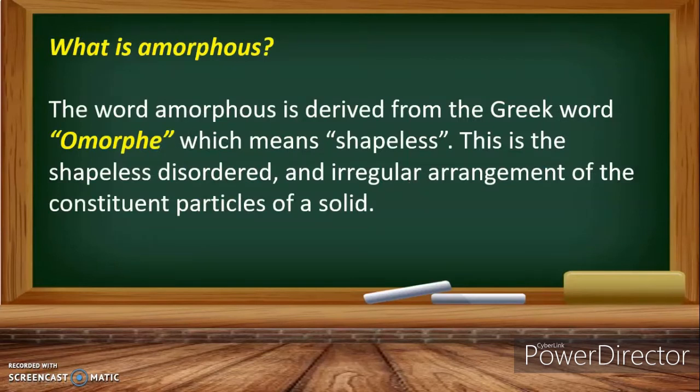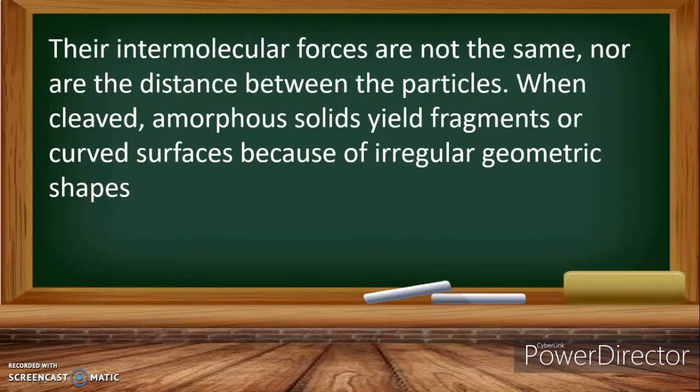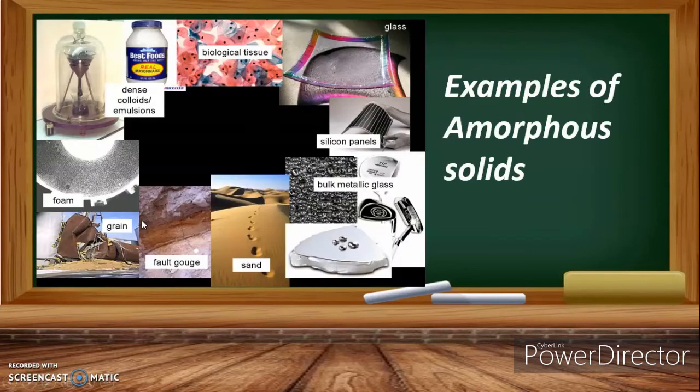So what is amorphous? The word amorphous is derived from the Greek word omorphei, which means shapeless. This is the shapeless, disordered, and irregular arrangement of the constituent particles of a solid. Their intermolecular forces are not the same, nor are the distances between the particles. When cleaved, amorphous solids yield fragments or curved surfaces because of irregular geometric shapes.